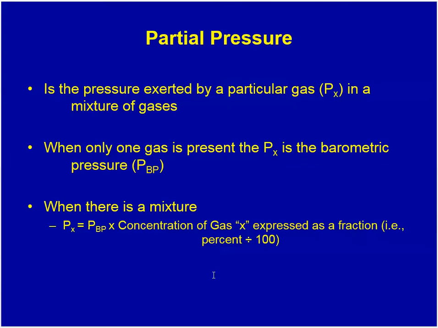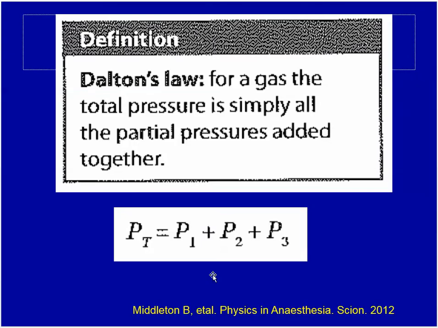As an introduction, I think we should review what we mean by partial pressure. This is the pressure exerted by a particular gas in a mixture of gases. When only one gas is present, the partial pressure of that gas is the barometric pressure. When there is a mixture of gases, the partial pressure of a given gas is given by the barometric pressure times the concentration of the gas expressed as a fraction, i.e. the percent divided by 100. Dalton's law says that for a gas, the total pressure is simply the sum of all of the partial pressures added together.